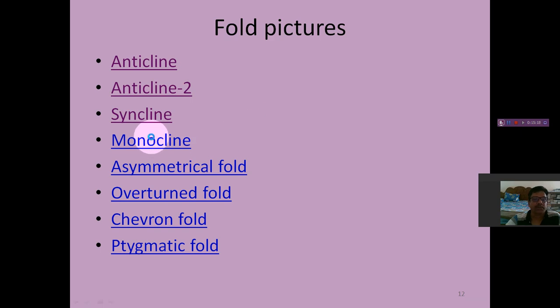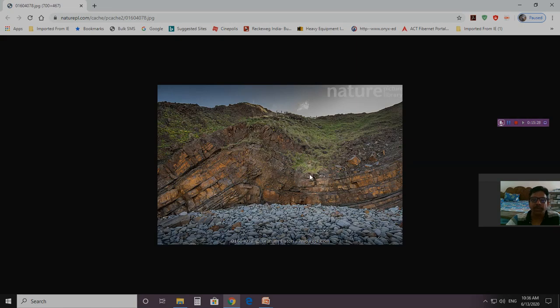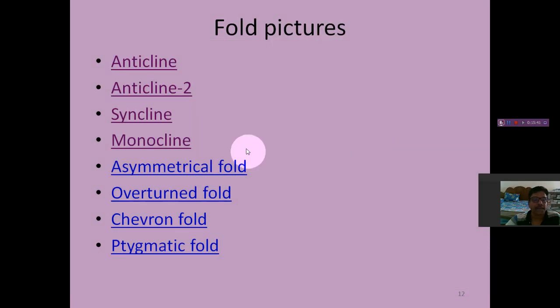Then a monocline, I will show you a monocline. Monocline means a single limb. I told you mono means single. There will be a single limb. Look here, this has come like this, and then this is more or less flat, and suddenly it dipped. Look, suddenly it dipped. This is known as a monocline.